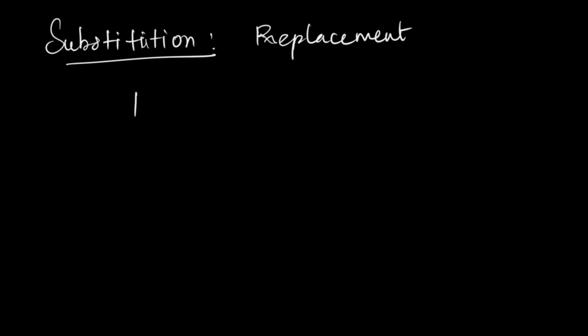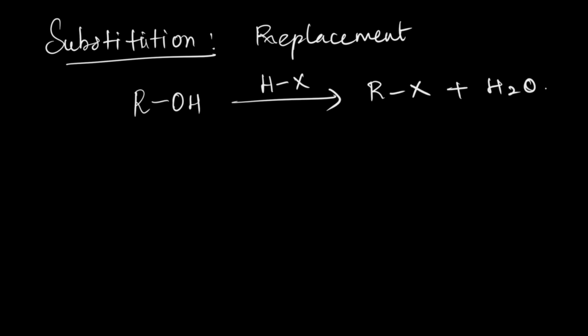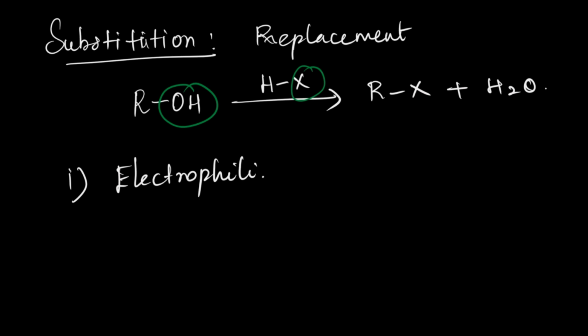Say for example, if I have ROH and I use HX, as the end product I get RX plus H2O. What happened here? OH is replaced by X. So that is a substitution reaction. Here we have two types of substitution reactions. One is electrophilic substitution reaction, and the second one is nucleophilic substitution reaction.